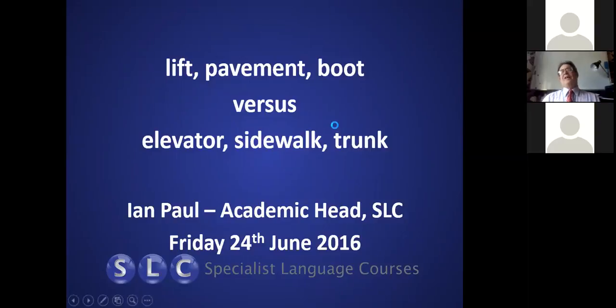Okay. So I've chosen three words: lift, pavement, boot, and I've put three words underneath: elevator, sidewalk, trunk, which mean the same. These are fairly common words, but there are some other less common words which we'll come across through the webinar. So let's move on to the first proper slide.